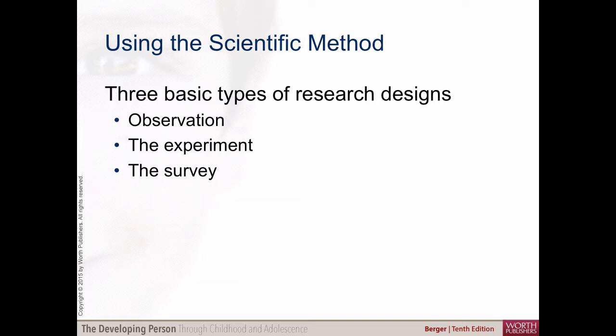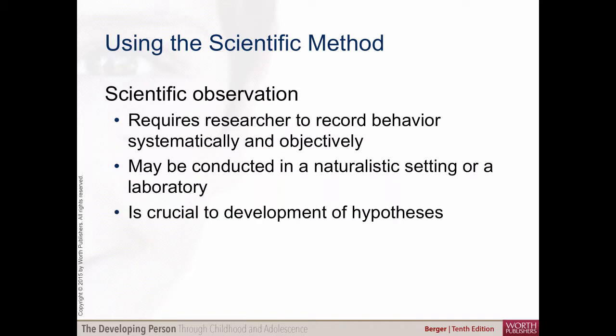Three basic types of research designs are observation, the experiment, and the survey. So observation is when we require researchers to record behavior systematically and objectively, and it may be conducted in a naturalistic setting or a laboratory, and it's crucial to development of a hypothesis. You will be doing an observation in this classroom 3 times to see a child's development.